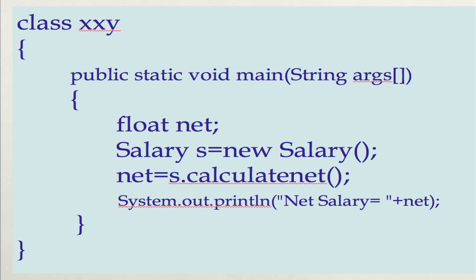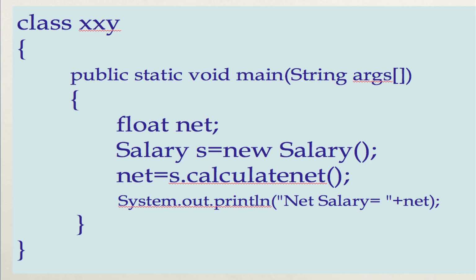So s is an object of the Salary class. So s.calculateNet, s is an object and the function name we are writing here. This is the difference between a constructor and a normal function. In case of a normal function, we execute it by writing its object name, s.calculateNet.